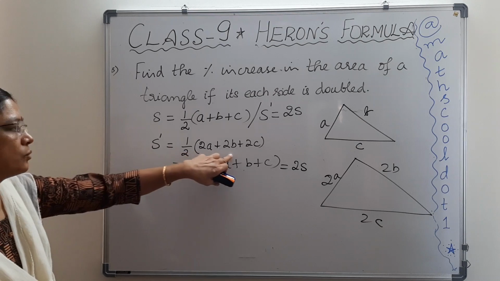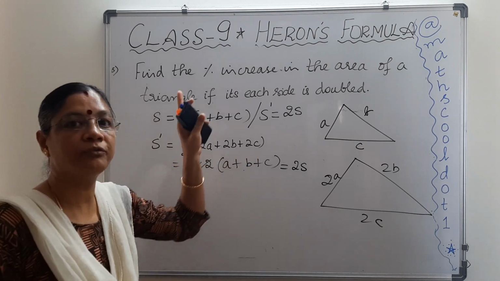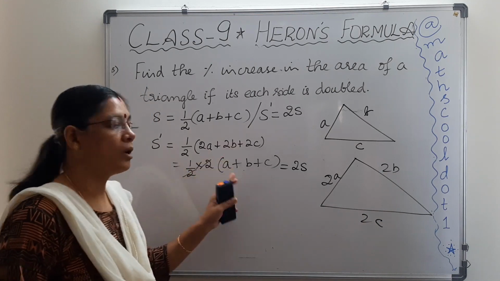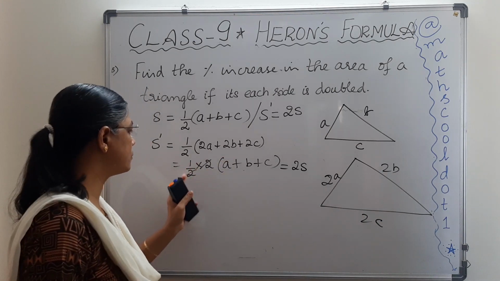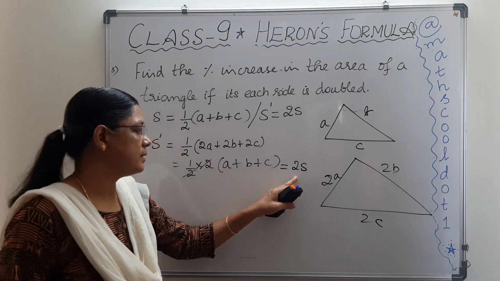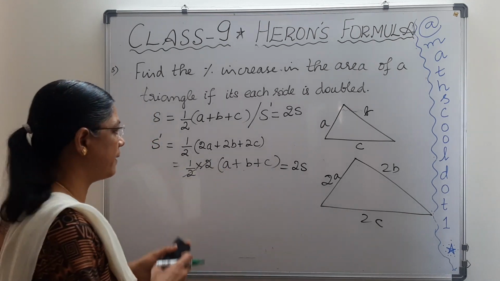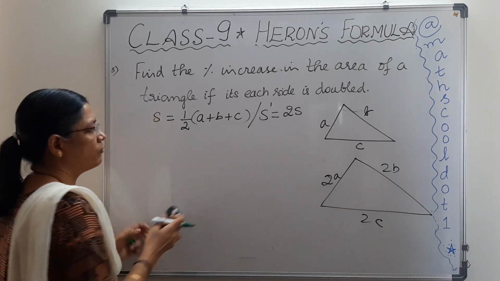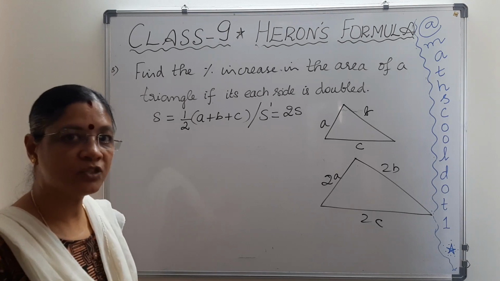Half into 2a plus 2b plus 2c is the semi-perimeter of the new triangle where the length has been doubled. And taking 2 common outside, half into 2, the 2 gets cancelled, we have a plus b plus c, which is equal to 2s. Okay, now we have s dash is equal to 2s, keep it as it is. Now we will find the changed area.